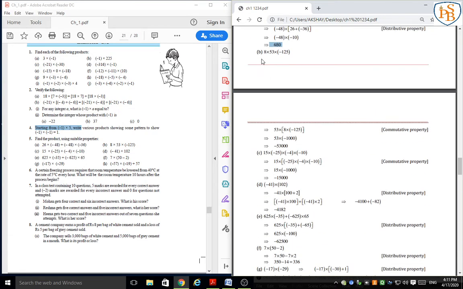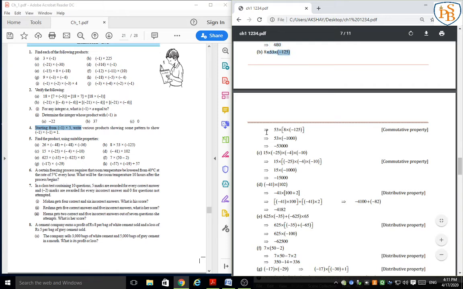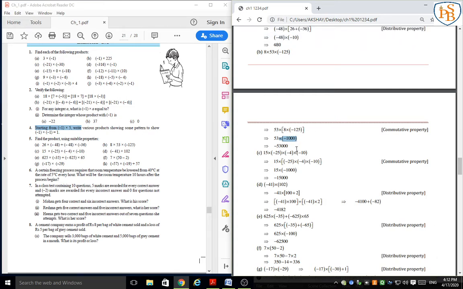The B part, 8 into 53 into negative 125, is simply a multiplication, but by using the commutative property, I know that I can multiply 125 by 8 to get a nearby number having 0s, and if any number has 0s, the multiplication becomes easy. So I put a bracket around 8 into negative 125, and I get the answer negative 1000. If I multiply 53 with negative 1000, I get the answer negative 53,000.